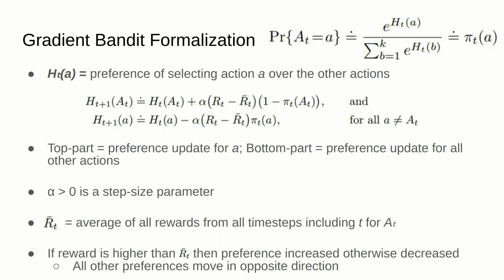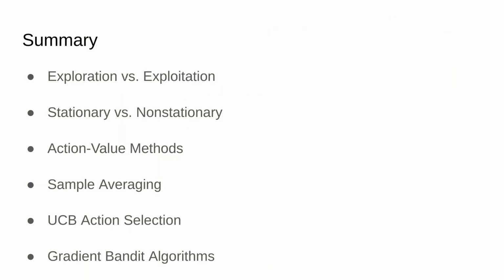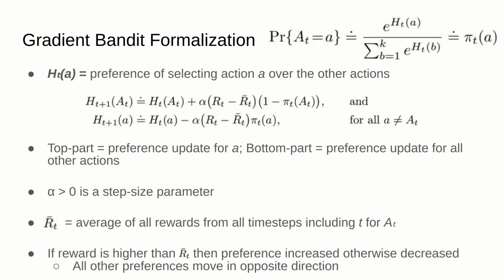If the reward is higher than the baseline, then the preference for the action is increased. If the reward is lower than the baseline, then vice versa. The bottom part of the equation moves the preferences for all other actions in the opposite direction. So after an action is taken, we observe the reward and update the preference for the action taken and all other actions, and then the next action will be selected based on the softmax formula in the top right that uses these action preferences. So the softmax formula is a softmax done over all these h_t values that are calculated for every action.